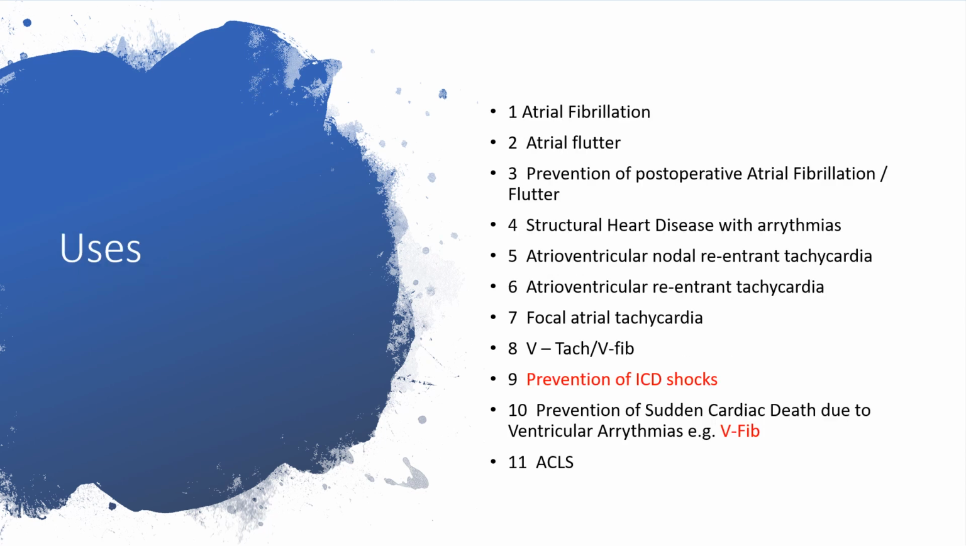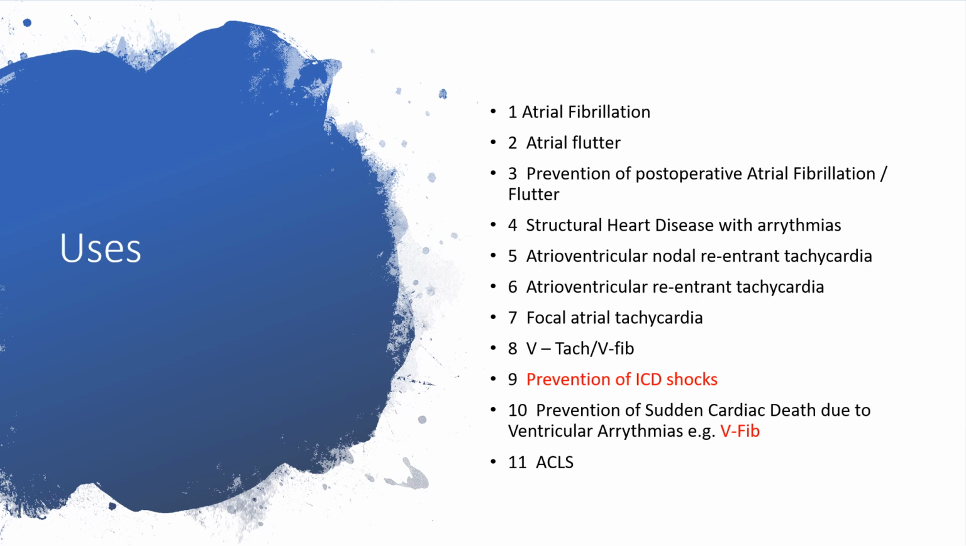Uses of amiodarone. Amiodarone is very useful in atrial fibrillation, atrial flutter, prevention of post-operative atrial fibrillation or flutter, in structural heart disease with arrhythmias, in atrioventricular nodal reentrant tachycardia, also in atrioventricular reentrant tachycardia, in focal atrial tachycardia, in ventricular tachycardia or ventricular fibrillation.